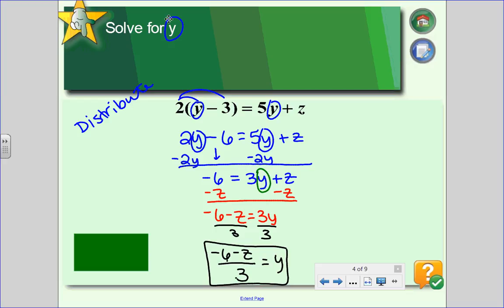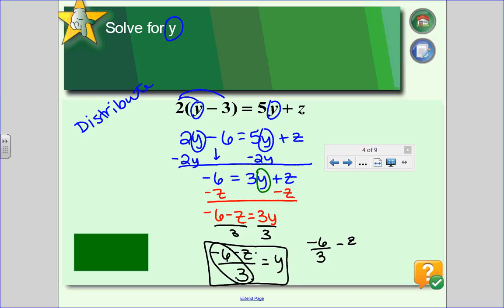You can leave your answer like that, or you may notice that negative 6 and 3 can divide out. It's important to note that negative 6 and 3 can divide out, however, z and 3 do not. So if you want to take it just a step further, you can divide the negative 6 and 3, but you have to remember that this is really a negative 6 divided by 3 minus a z divided by 3 equal to y, because every term should be divided by 3 on the left. So negative 6 divided by 3 is negative 2, and then you would keep the z over 3. So I would accept either of these answers. They would both be correct.